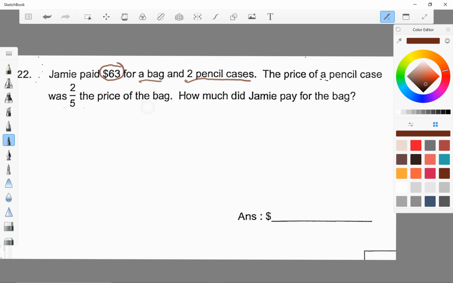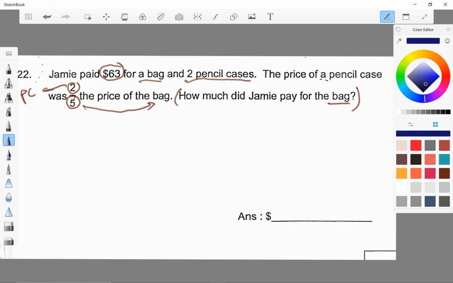This means that the numerator 2, I'll actually circle it. I'll point to the left and I will label it as PC for pencil case. Denominator 5, I will circle it and point to the back. So this is what we mean by when there's a fraction between two characters. The numerator will circle, will point left, and the denominator will circle, it will point towards the right. And the question is actually asking us, how much did Jamie pay for the bag? So we're only looking for the bag.